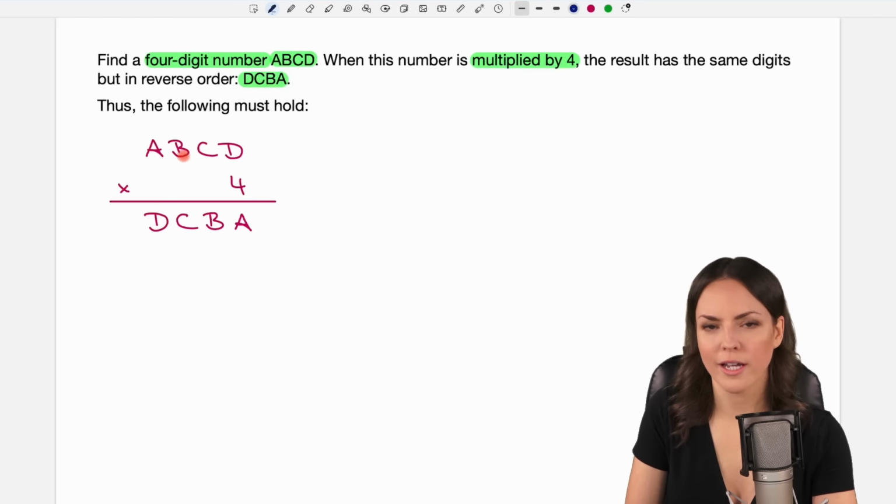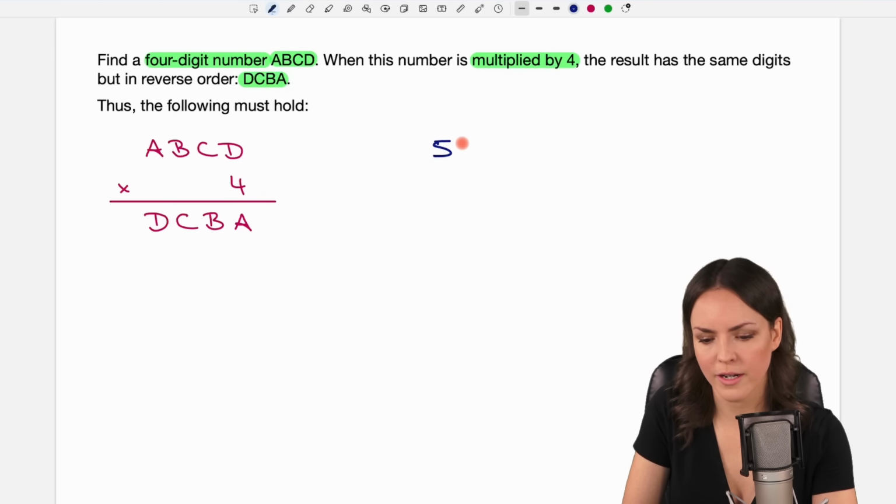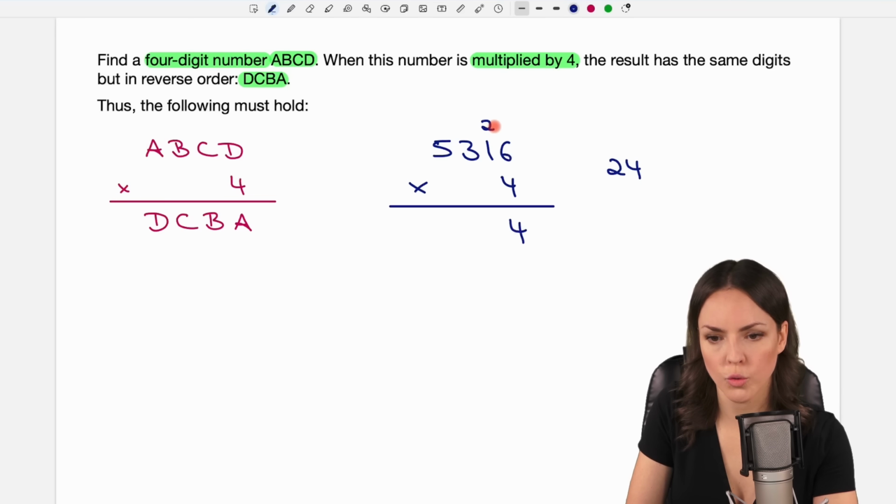Maybe before we try and find a solution, we first take a look at what happens if we multiply any 4-digit number by 4, so that we're better prepared. So let's take a random 4-digit number like 5,316 and multiply it by 4, and let's see what happens. We start here with the last digits and multiply 4 by 6, so we get a result of 24. We only write the last digit here and carry the 2.